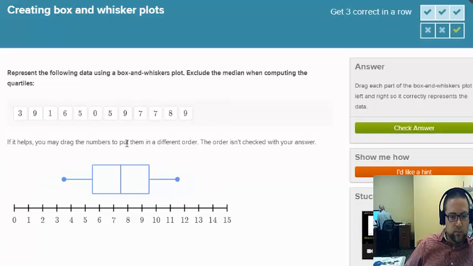Okay, let's do one more. So here we have 1, 2, 3, 4, 5, 6, 7, 8, 9, 10, 11, 12. So 12 numbers, 6 above, 6 below, and I'll go ahead and organize them from least to greatest. Okay, there it is. So my lowest number is 0. Highest number is 9, and I might have to adjust some things first.